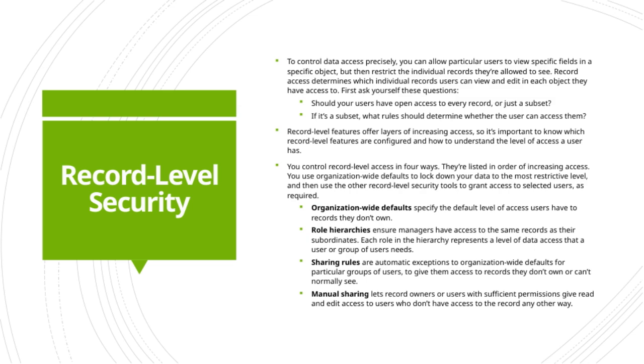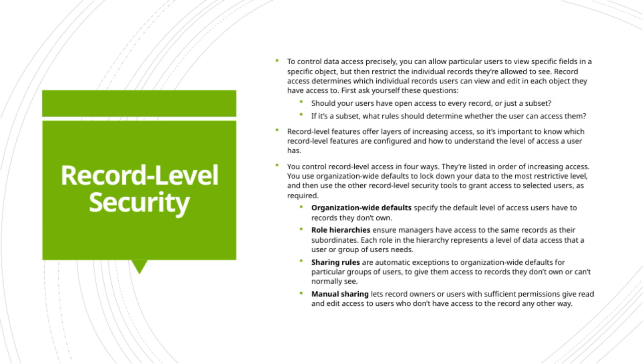Record-level features provide multiple layers of access, so understanding which ones are configured and how they influence a user's level of access is crucial. You control record-level access in 4 main ways, listed here from the most restrictive to the most permissive. First, you set organization-wide defaults to lock down your data to the most restrictive level. Then, you use the other record-level tools to grant access to specific users as needed. Organization-wide defaults specify the default level of access for records that users don't own.